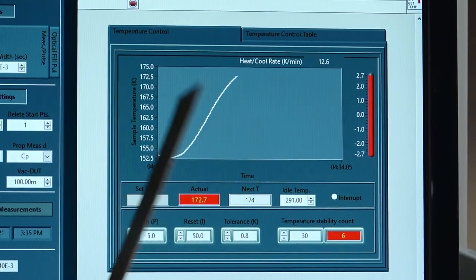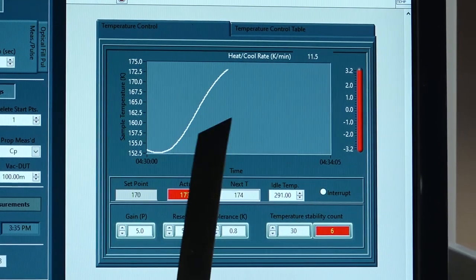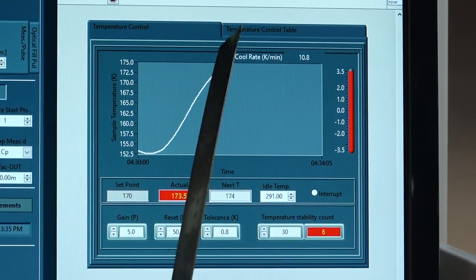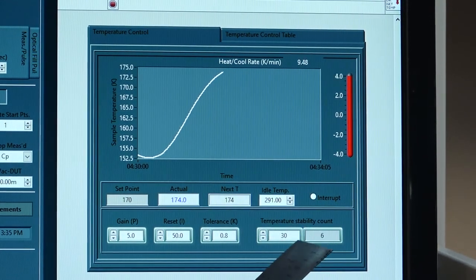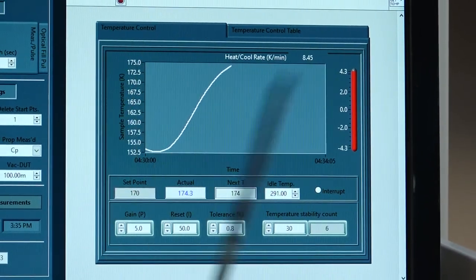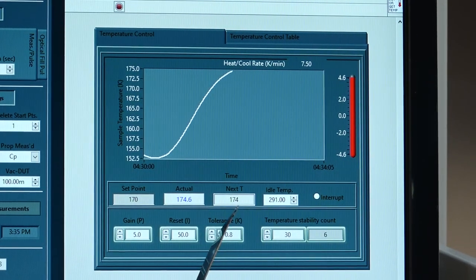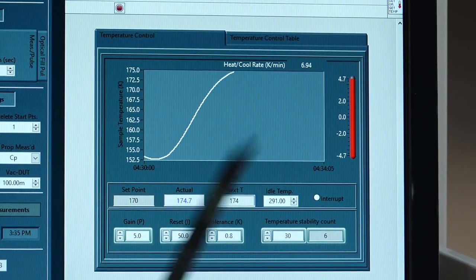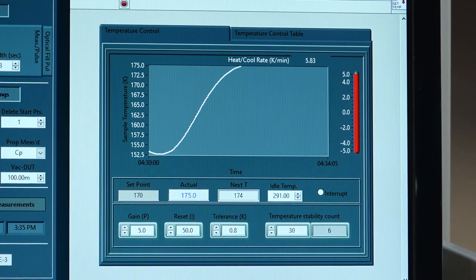One can also note that we had set the temperature to 170 Kelvin and this temperature graph has reached 170 Kelvin and it is waiting for the temperature to stabilize. You can see the stability count. The system is waiting for the temperature to be within this window for the given tolerance of 0.8 Kelvin. Until the temperature enters the tolerance window of 0.8 Kelvin, the counter will not increase and the measurement will not be taken.